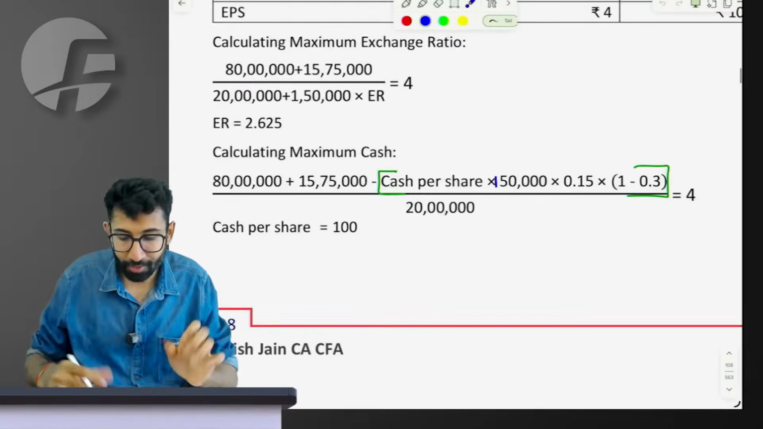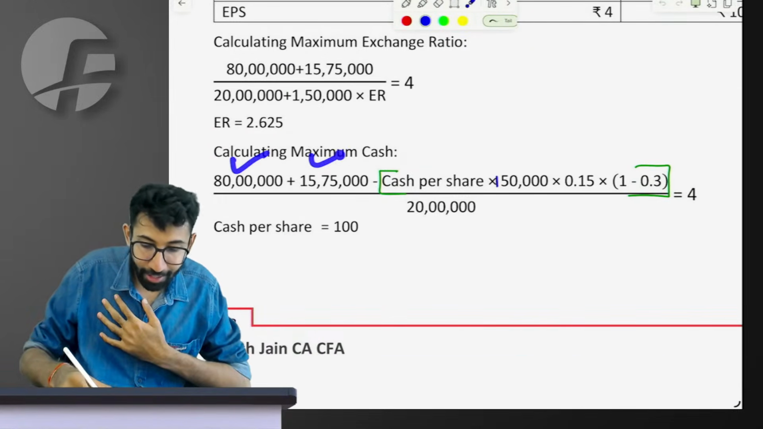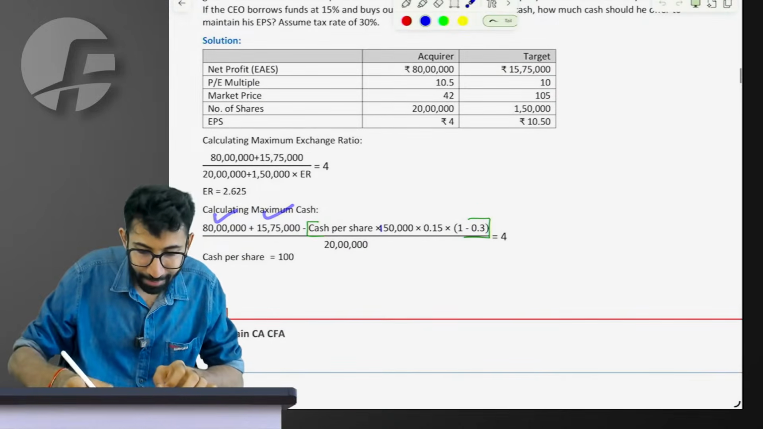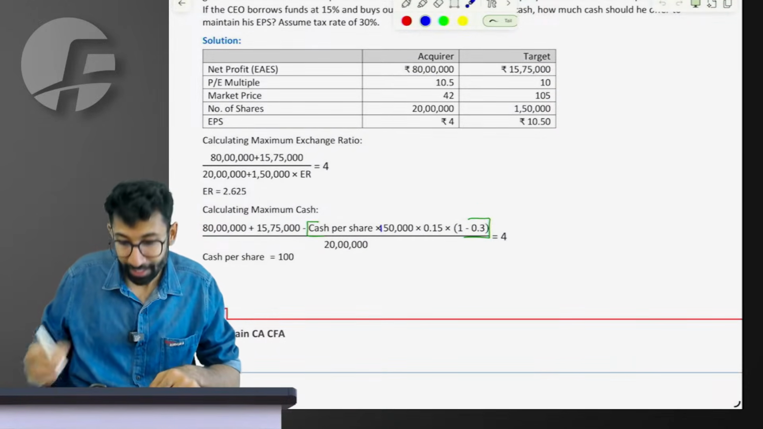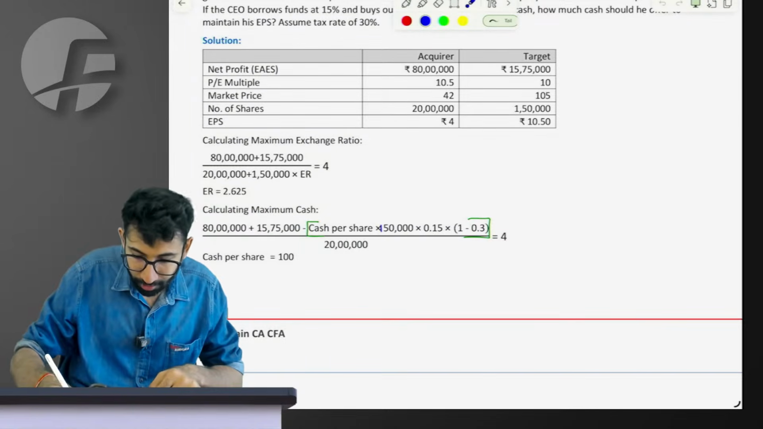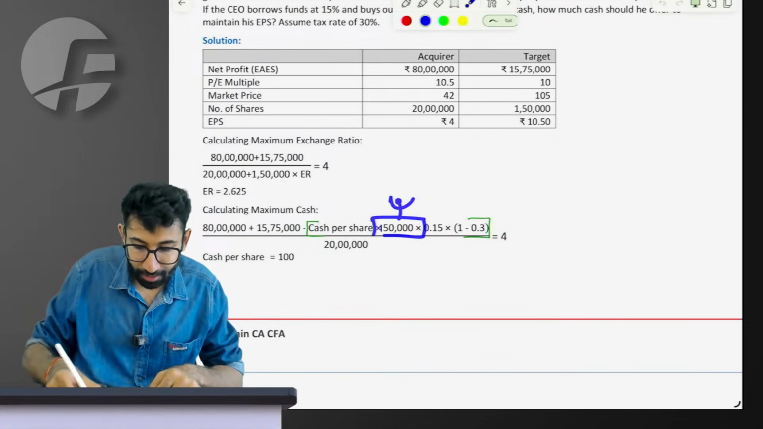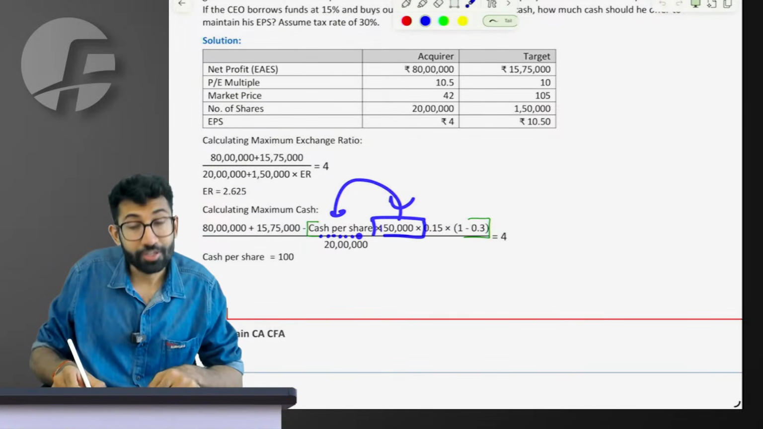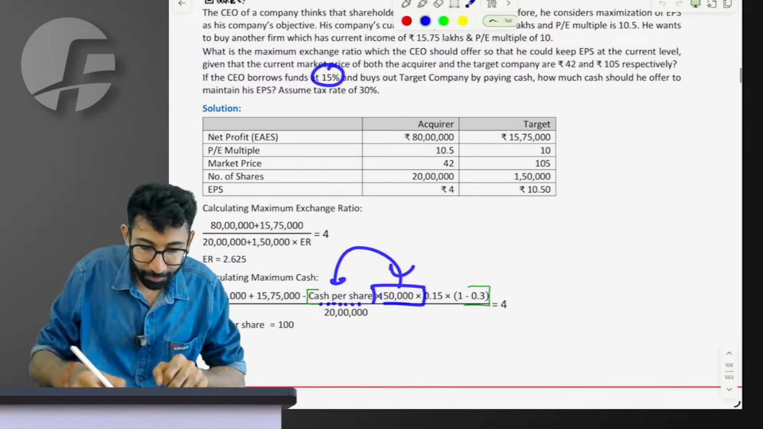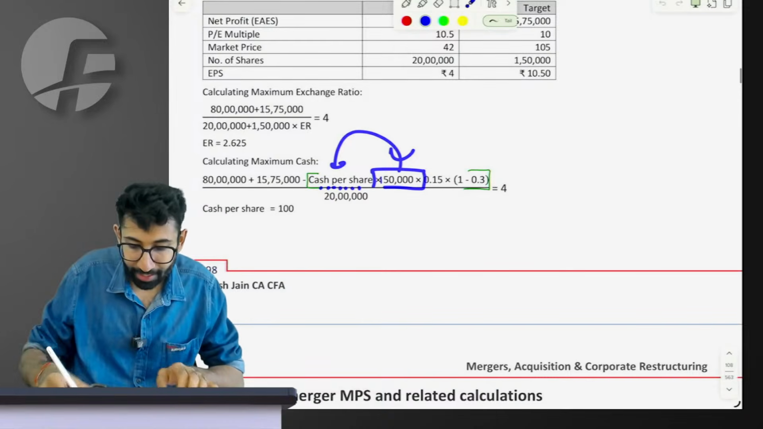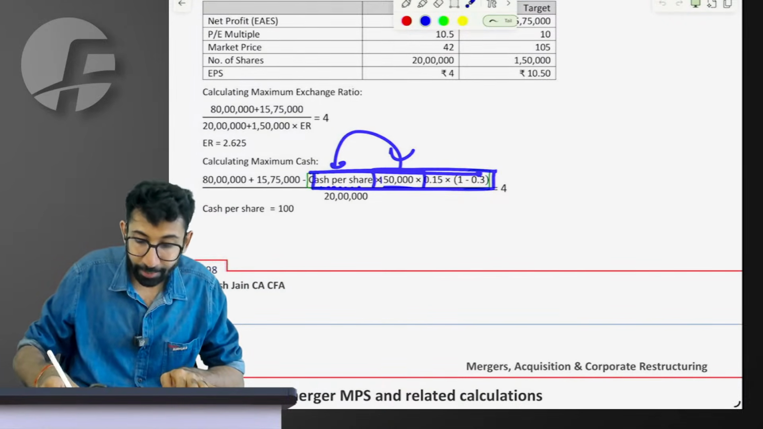In case of cash deal, what is post-merger EPS? My PAT, your PAT. So 80 my PAT plus 15.75 your PAT minus, against your 1,50,000 shares, I'll give you such an amount of cash that on that total borrowing, if I pay 15% of interest and with the advantage of tax, the total interest if I pay this much.